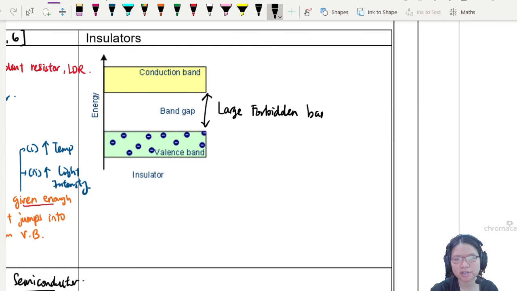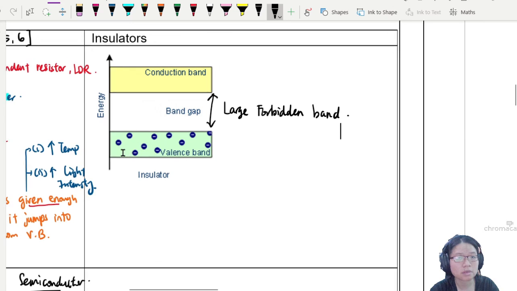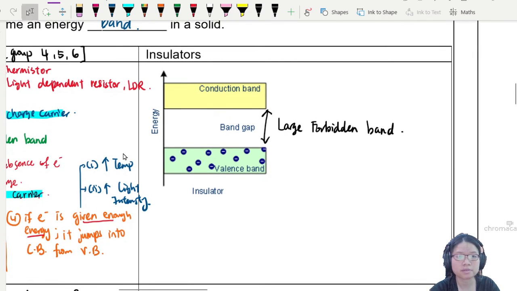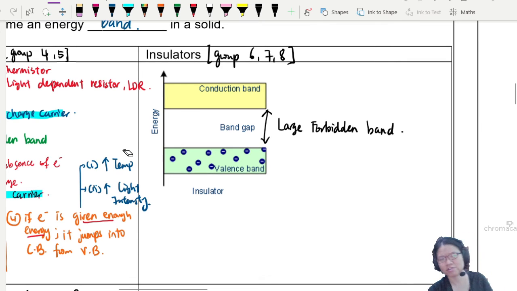So if there's a large and thick forbidden band, by the way, examples of insulators, let me fix this thing a bit. Examples for insulators are groups 6, 7, and 8. So this one is a bit off. Technically, the classification is a bit blur for 6 lah. Okay, 6, 7, and 8, your noble gases, your polymers, for example, rubber.